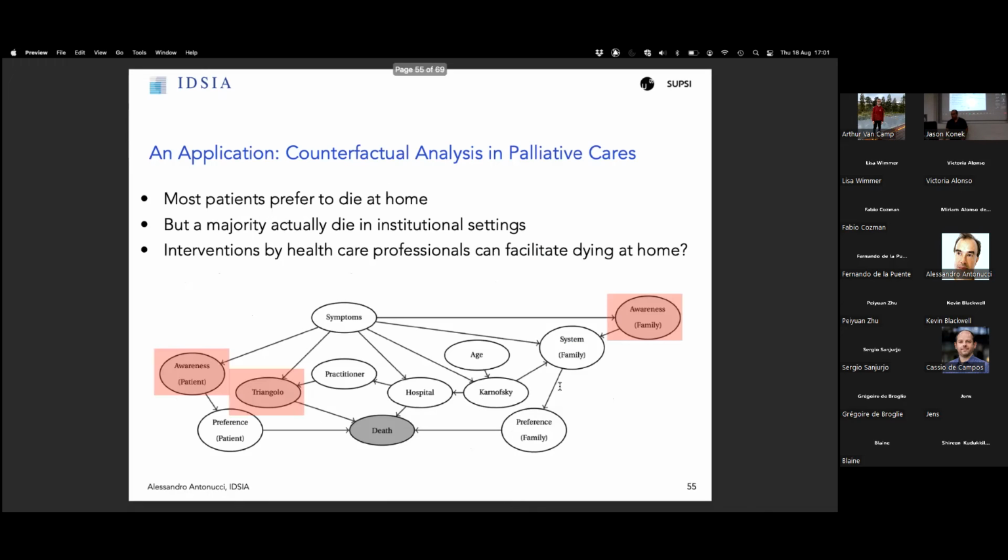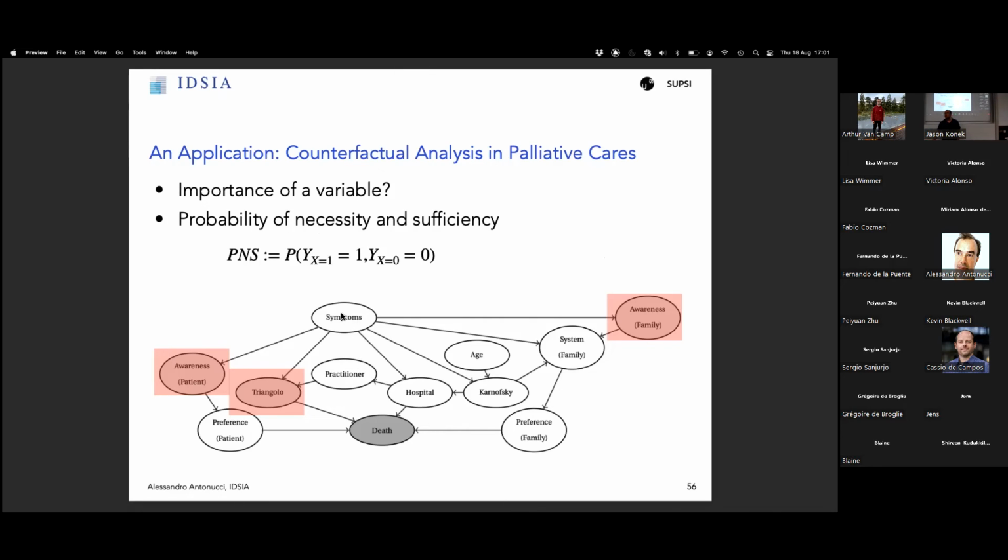Okay, what we wanted to study was basically whether an intervention on some of these variables might have an impact on the variable of interest, which is the place of death. And to do that in a proper way, we need a causal analysis. So actually what we wanted to compute is the probability of necessity and sufficiency for the target variable Y, the place of death, given a possible intervention on this variable or this variable or this variable. In particular, you see those related to the awareness of the patient or the family of the patient, and this is basically the role of the association.